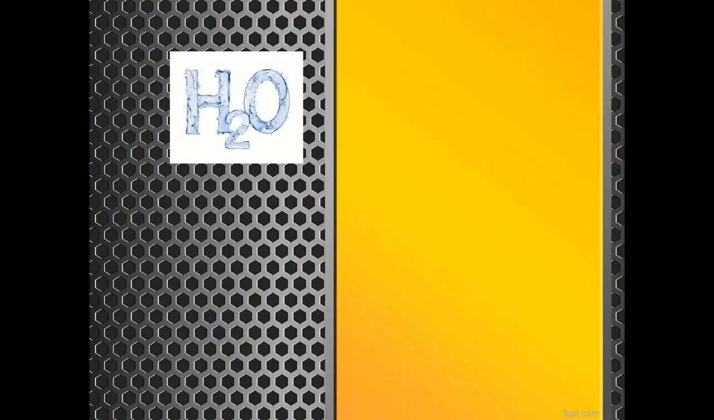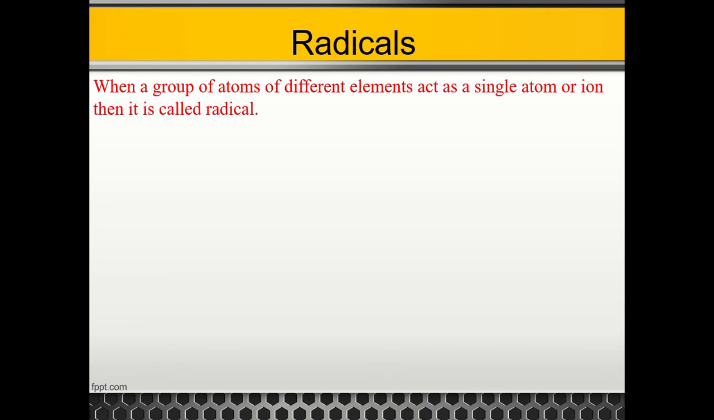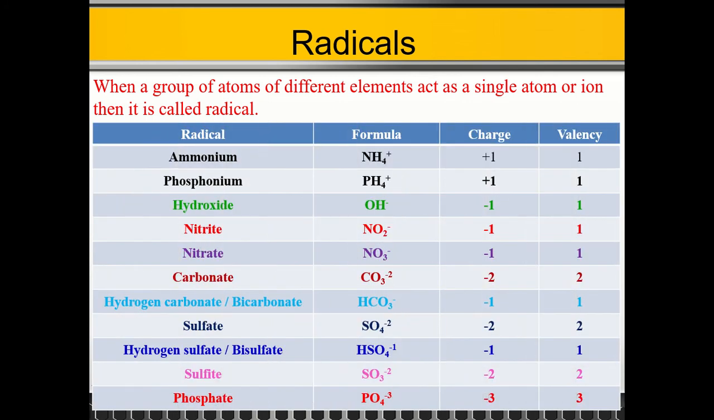Today, we are going to discuss molecular formula and structural formula. Dear students, molecular formula you already learned in your previous class, and today you will learn structural formula in this class. So to write any formula, you have to know about radicals. What is a radical? When a group of atoms of different elements acts as a single atom or ion, it is called a radical. There are some radicals.